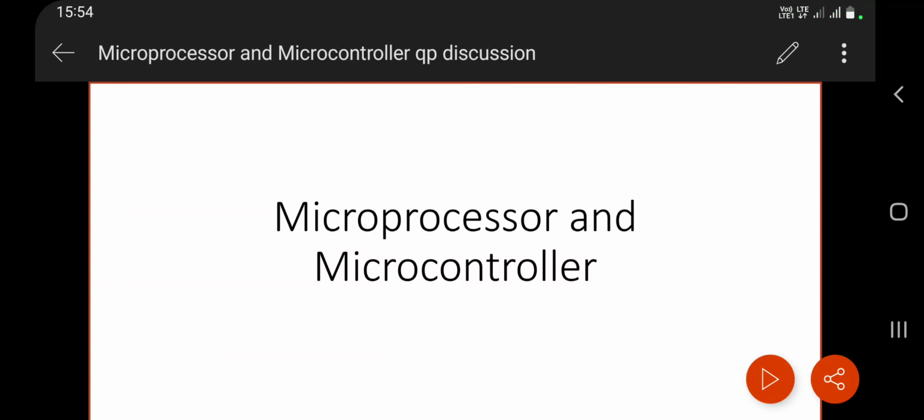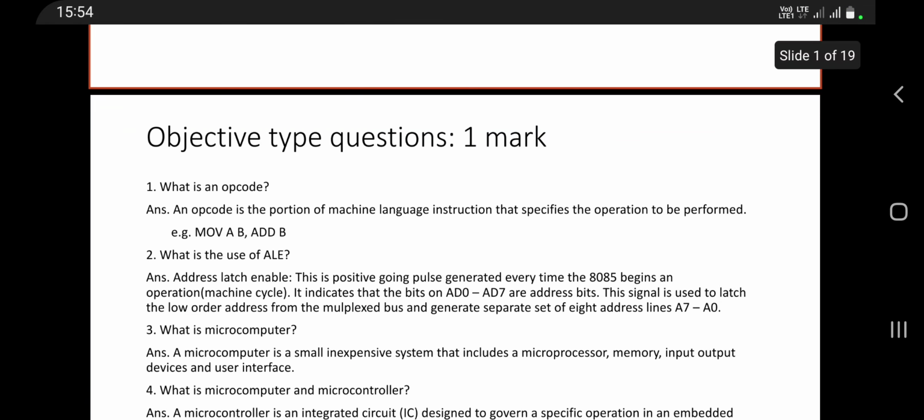Hello students, today I will discuss the solutions of the previous year questions on microprocessor and microcontroller. So here, first you have to find the objective type questions of 1 mark.